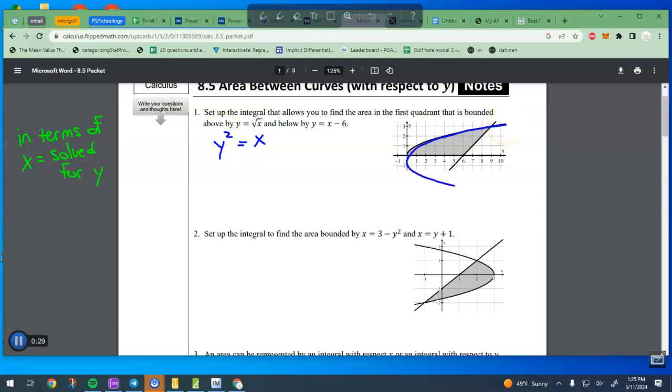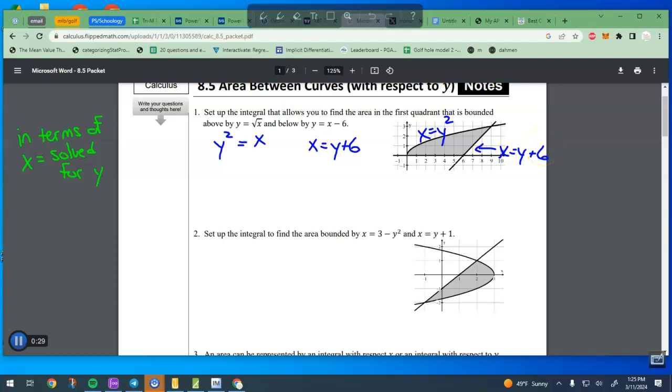So this is x equals y squared. It's just a sideways parabola. It's not a regular parabola. And then this is x equals y plus 6. So this is x equals y squared, and this is x equals y plus 6.